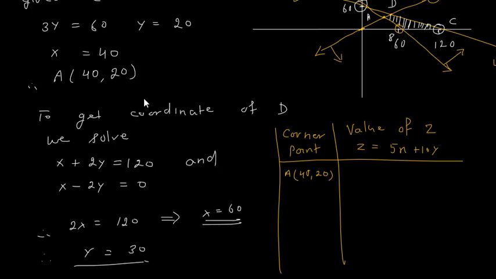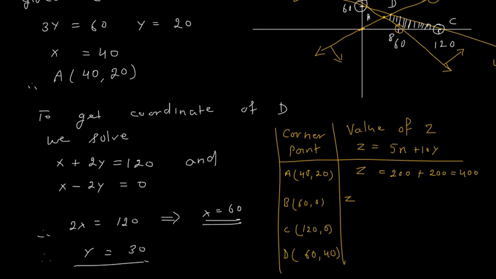Point B as 60, 0. Point C as 120, 0 and point D as 60, 40. And the value of z, 5x, so 5 into 40, 200 plus 20 into 10, 200, we get 400.